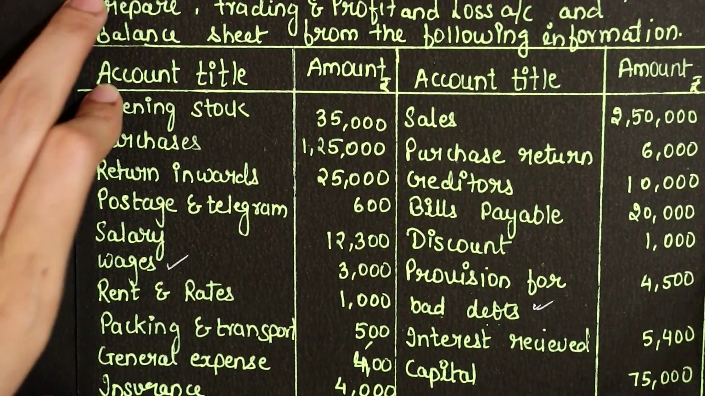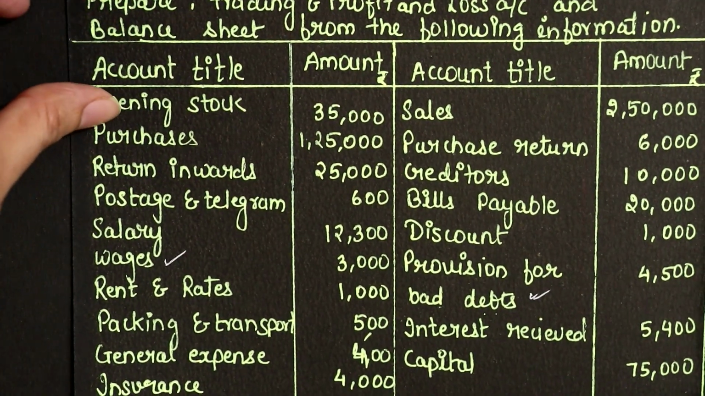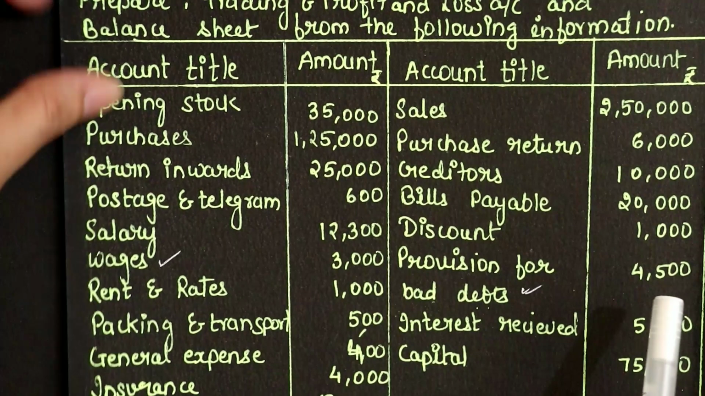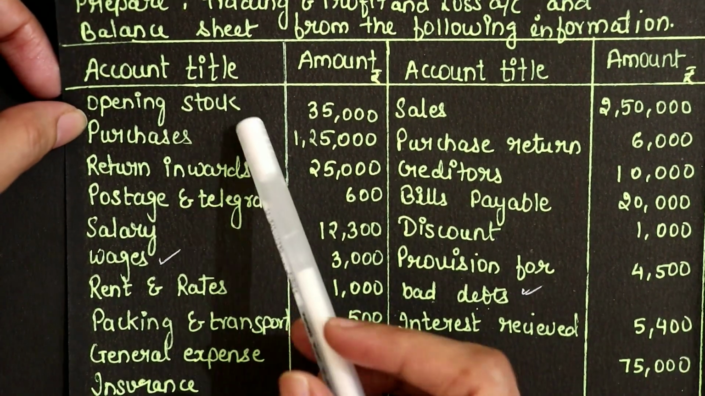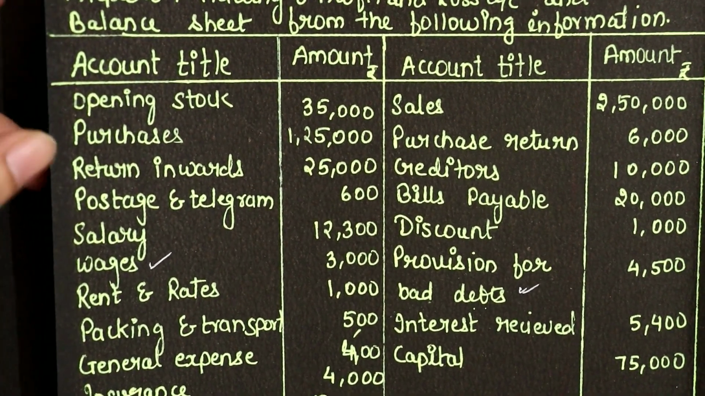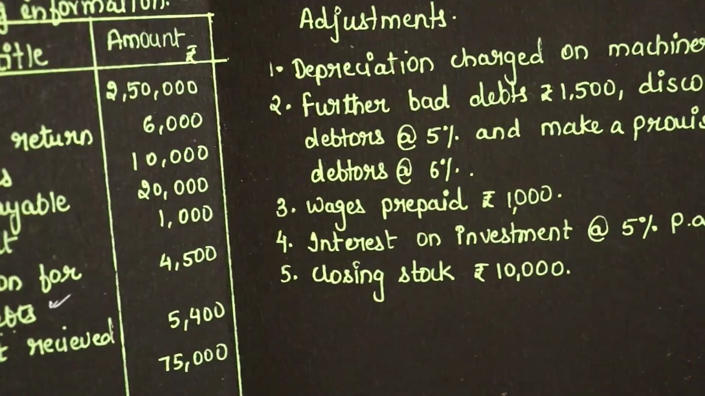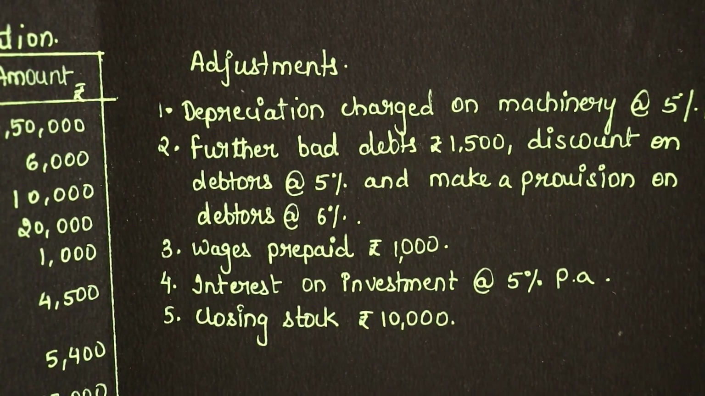In order to solve the final accounts or the financial statements of a sole proprietorship concern, it's very important to read the question first and mark the adjustments of the entries given in the trial balance. So we will start reading with adjustments first. These are the adjustments.